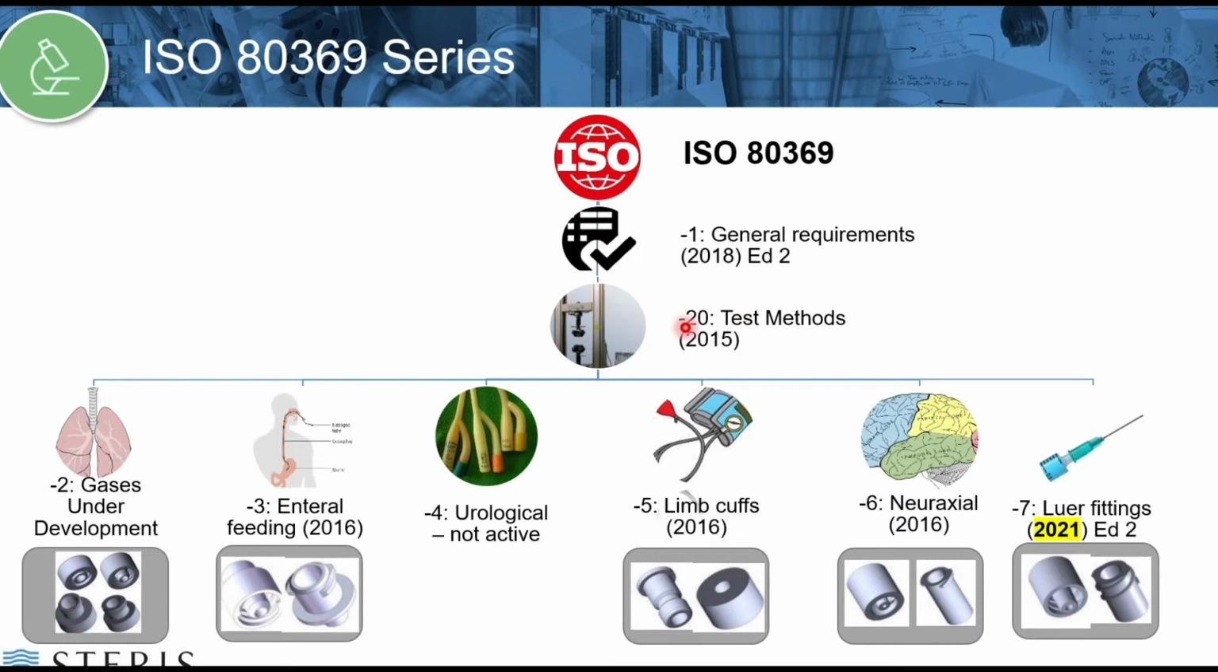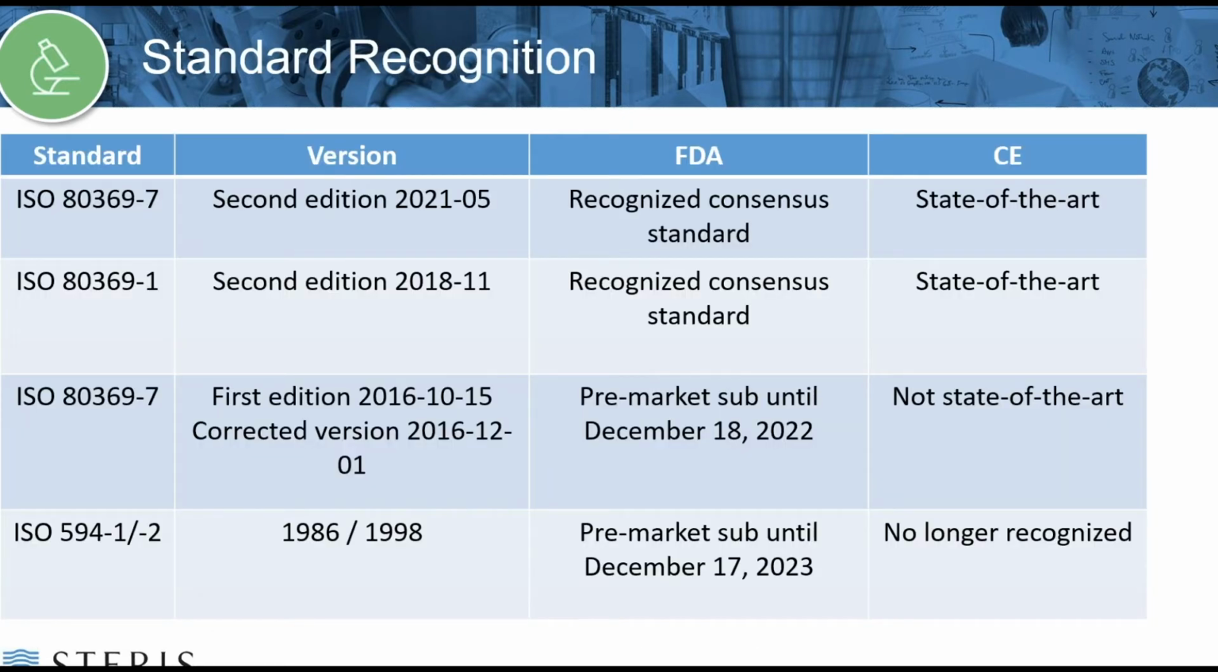The bottom row here shows the different applications, some of which have not yet been developed, such as the gas connectors and urological, but enteral, limb cuff, neuraxial, and today's discussed Luer fittings are all in use. Additionally, 80369 Part 1 must be complied with, as these are the general requirements for all connectors, and -20 is employed to provide details of how the test methods detailed in each of these individual standards are performed. I'll note that Part 7, which we're speaking about today, has been revised to Edition 2 just recently, and I'll provide a slide in a little while to discuss the changes.